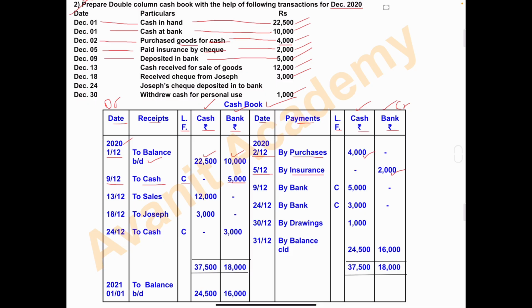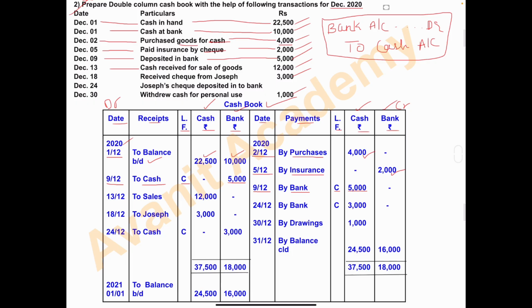Okay. So what has happened to the cash account? It is credited. So on the credit side of the cash account, write 9th December, cash account is credited by bank account. And write here C, that is contra, and write the amount in the cash column, rupees 5000. Got this? Bank account debited to cash account. Contra entry.